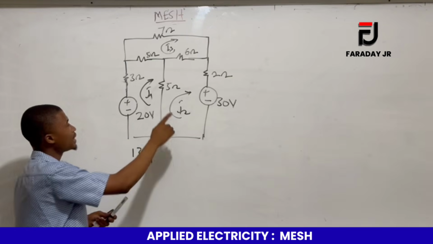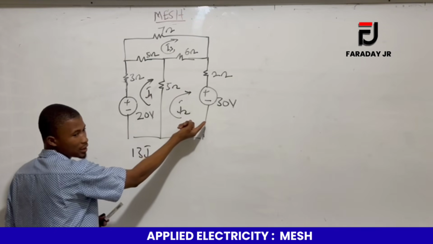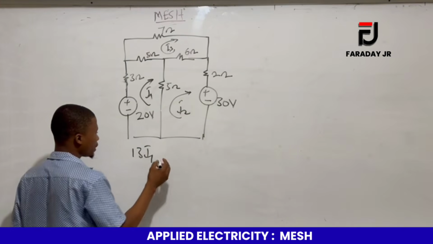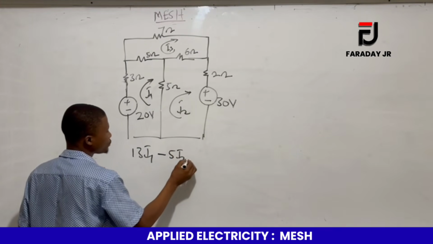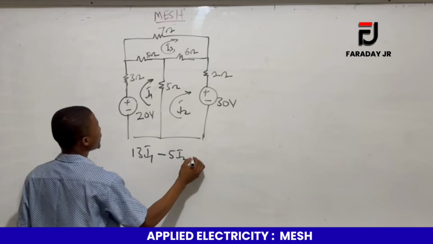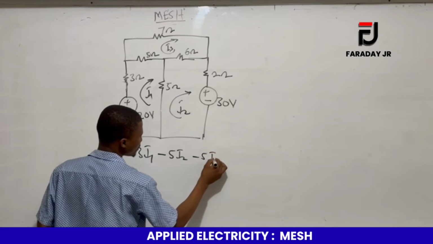Now you look at the resistances that are shared with another loop. Realize that this one is shared with this loop and this loop. Then multiply by its loop current and subtract it. Do you understand? So we get minus 5 I2. This is also shared with the other one, so you do the same thing. So that will give us minus 5 I3.